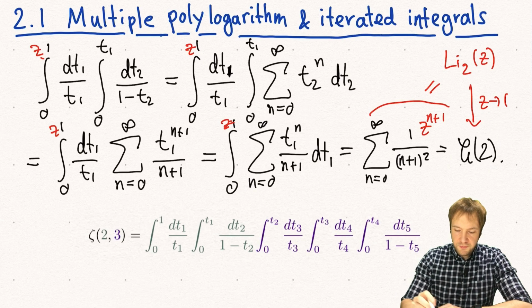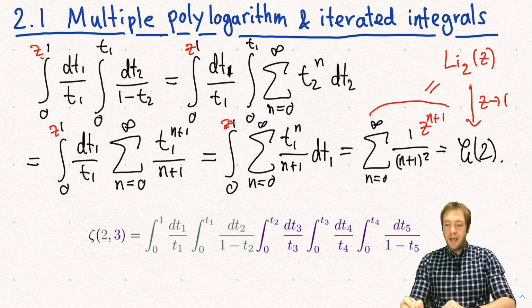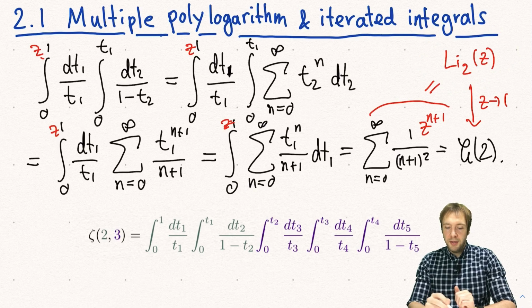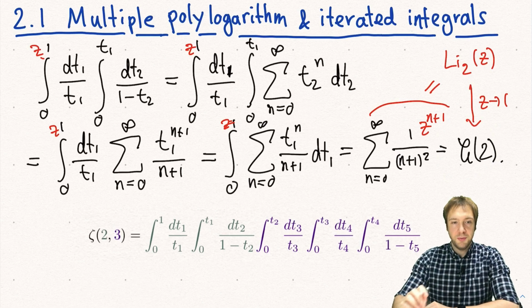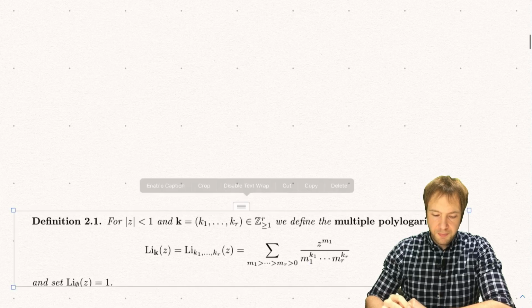And this we want to define in general, so we will use a sum like this to define this multiple polylogarithm, and then we will see that they have an iterated integral expression, and then sending z to 1, we will get the iterated integral expression for multiple zeta values. So this is this definition here.